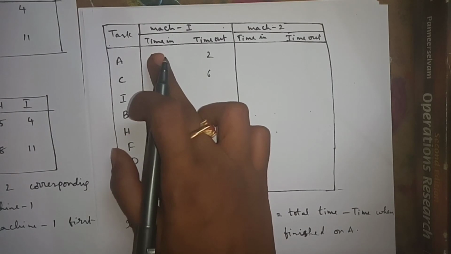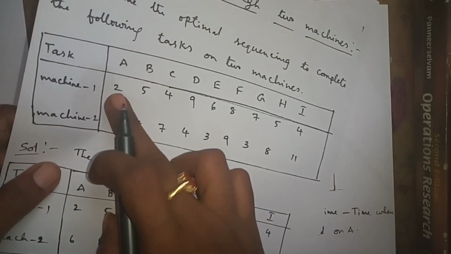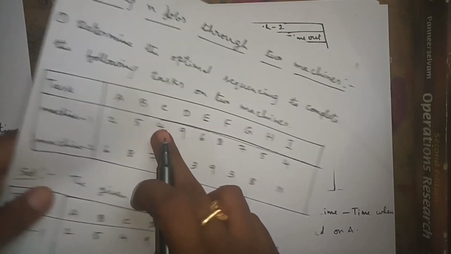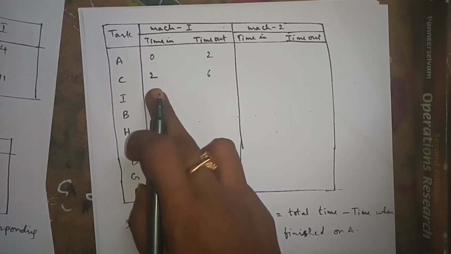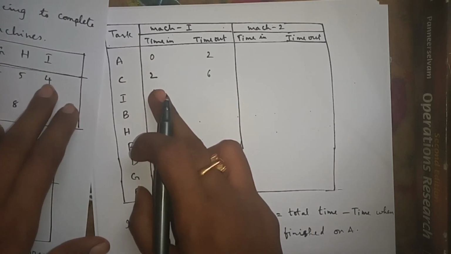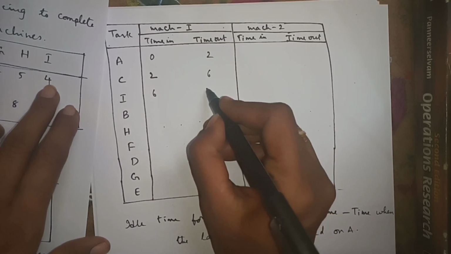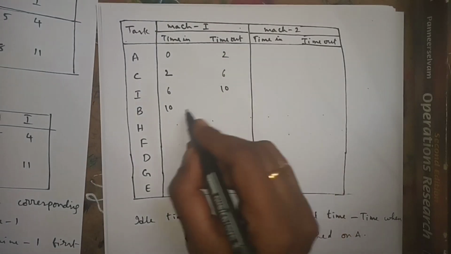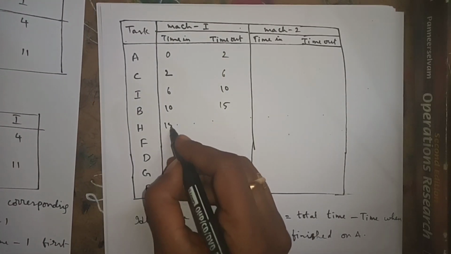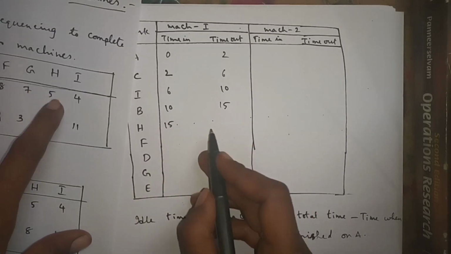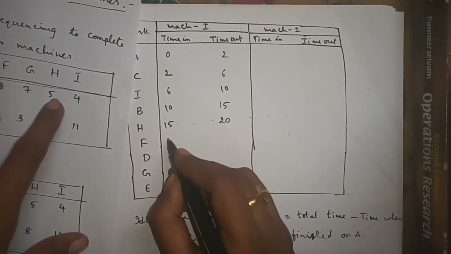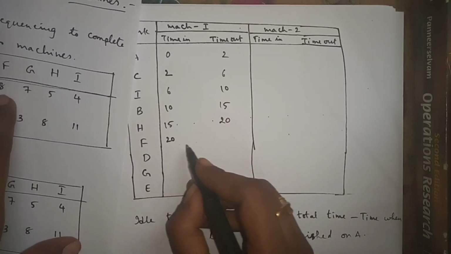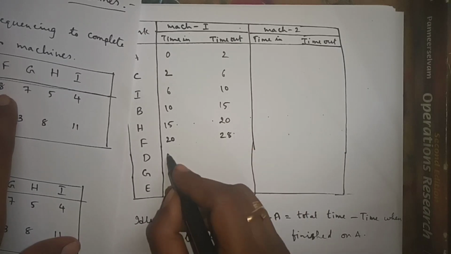In machine 1, initially 0, time out is 2. The 2 as it is, I wrote here. For C, the value is 4. 2 plus 4 is 6. This 6 as it is, I am writing. For I, 4 is there. 6 plus 4 is 10. 10 I am writing here. For B, 5 is there. 10 plus 5 is 15. Near H, 5. 15 plus 5 is 20. Near F, 8. 20 plus 8 is 28.